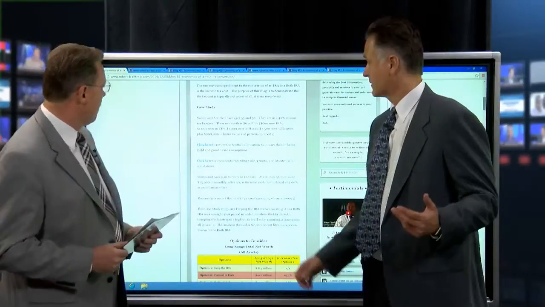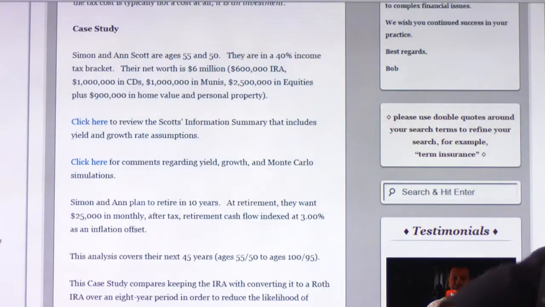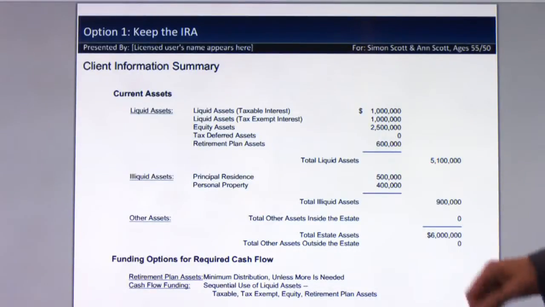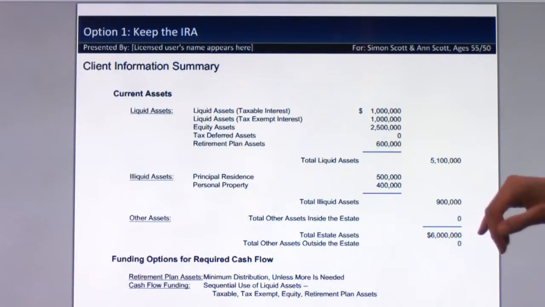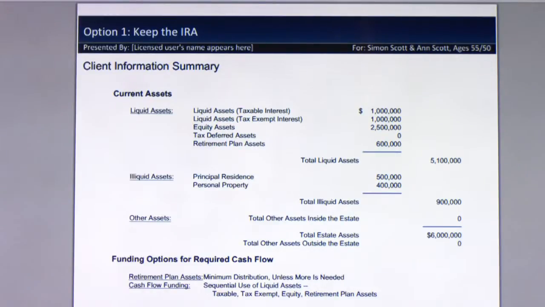Sure, Steve. So here we have Simon and Ann Scott. They're age 55 and 50. They're in a 40% income tax bracket. They've got a $6 million net worth. And we can look at their financial picture here with this client information summary. Here you see they have liquid assets, $1 million in taxable, $1 million in tax exempt bonds, equity assets, $2.5 million, retirement plan assets, $600,000, and so on. So their total estate assets are about $6 million.